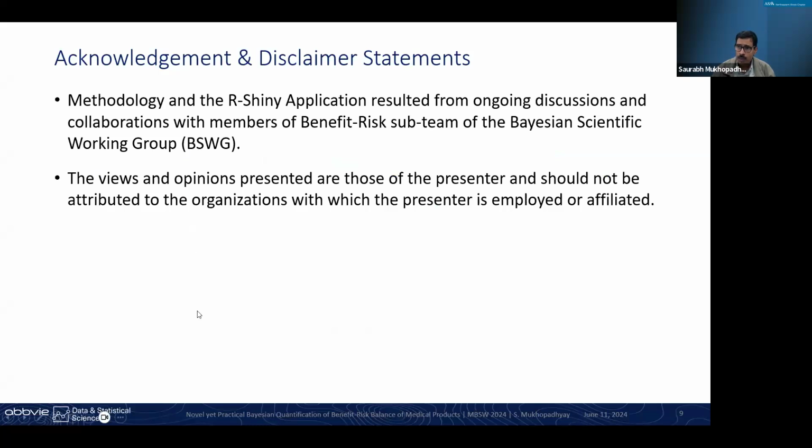I would also like to acknowledge that this methodology and our Sine applications resulted from ongoing discussion with the benefit-risk subteam of the Bayesian Scientific Working Group. The views and opinions presented are mine and not to be attributed to the organization I'm associated with.